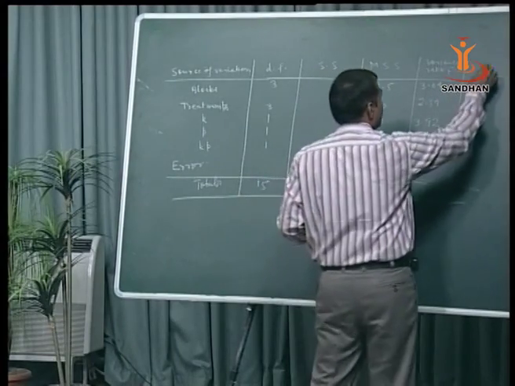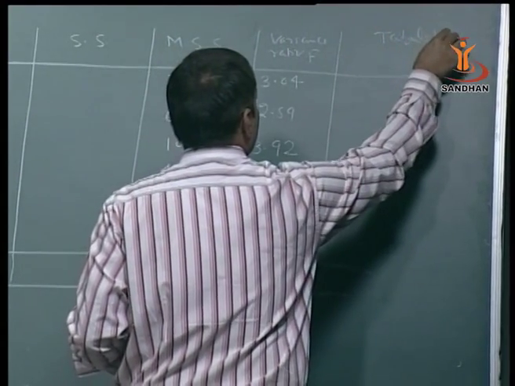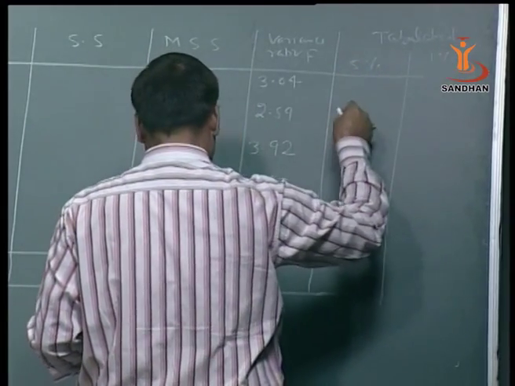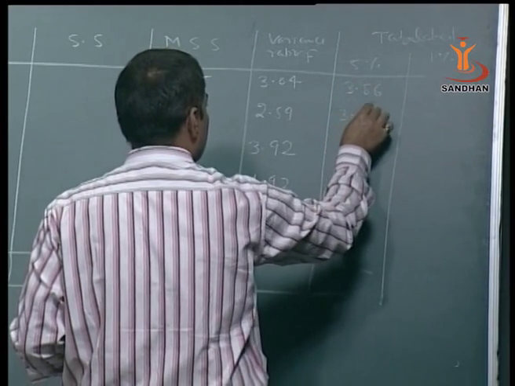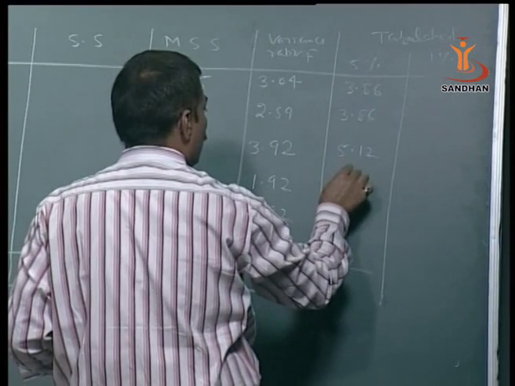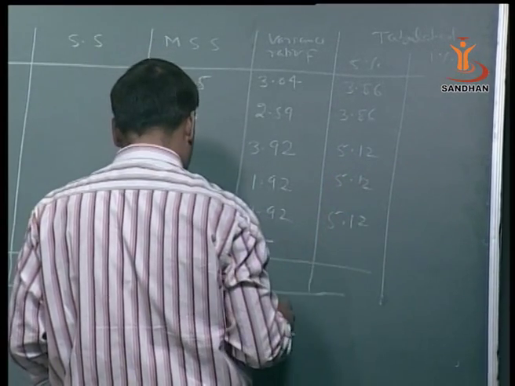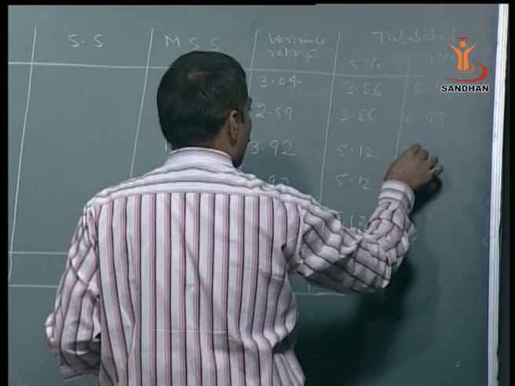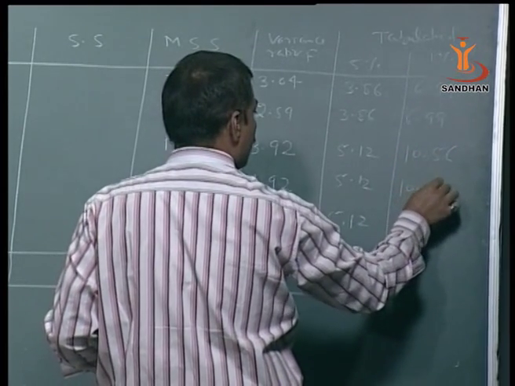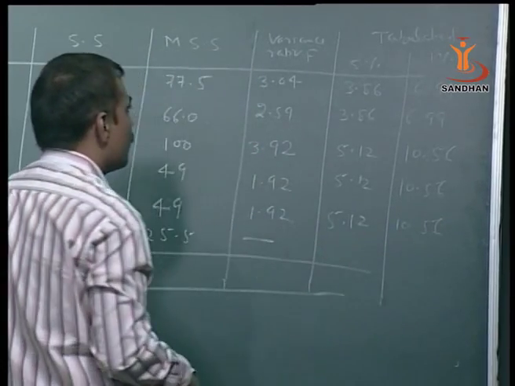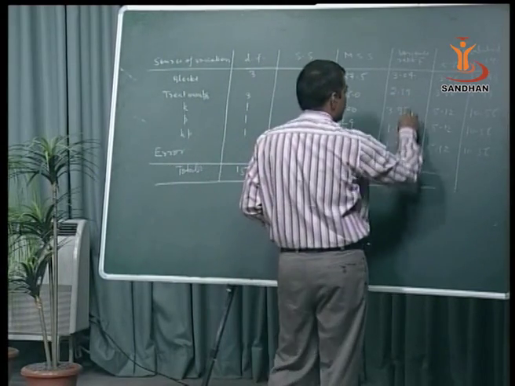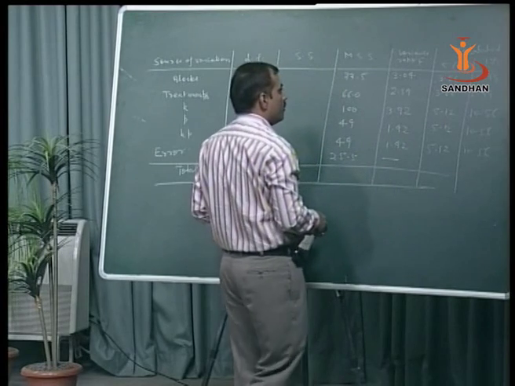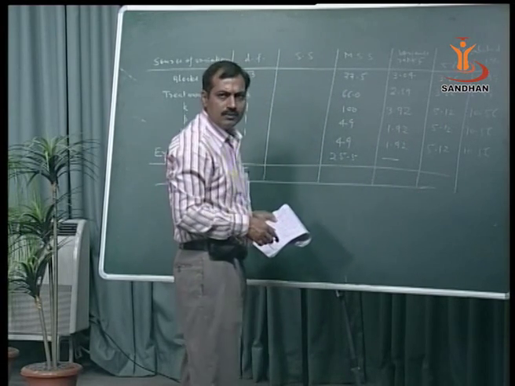And we compare with the tabulated values at 5% or 1%. Tabulated, it is 3.86, 5.12, 6.99, 10.56. And now, in all the cases, the calculated F is less than the tabulated value of F at 5% or 1% level of significance.